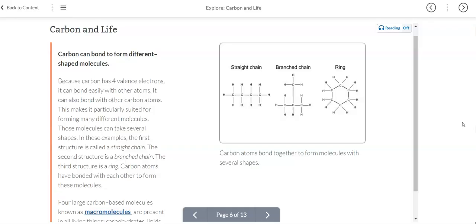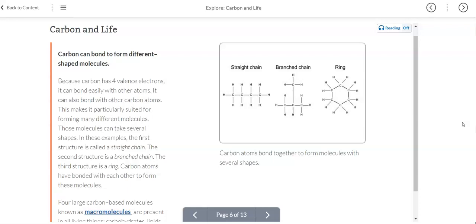Carbon can bond to form different shaped molecules. Because carbon has 4 valence electrons, it can bond easily with other atoms. It can also bond with other carbon atoms. This makes it particularly suited for forming many different molecules. Those molecules can take several shapes.